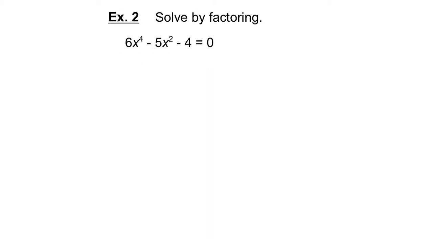This next example, 6x to the exponent 4 minus 5x squared minus 4 equals 0. This is actually really similar to the example that we just did. So I'd actually like you to pause the video and try to solve this by factoring on your own, just to test yourself, and then come back and check with me.